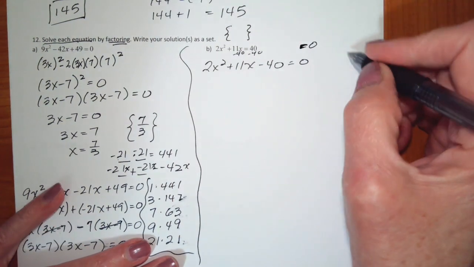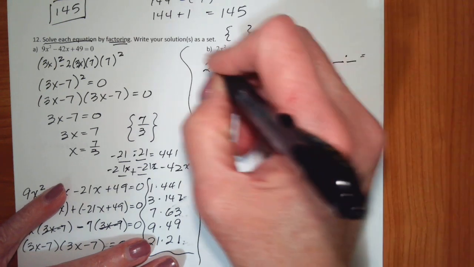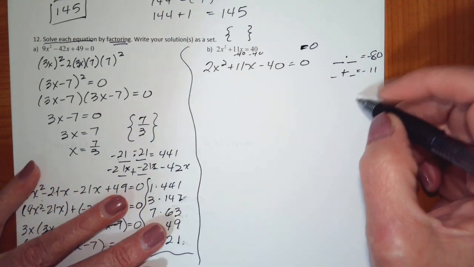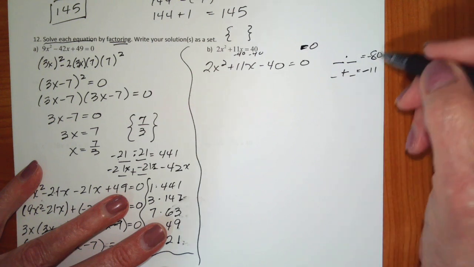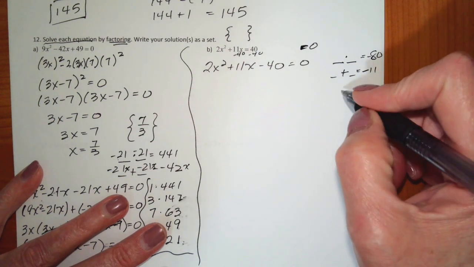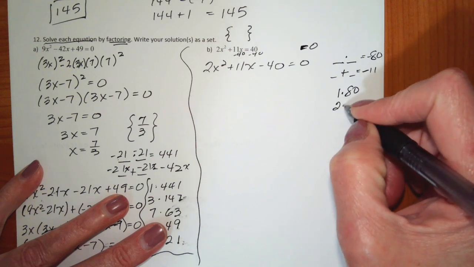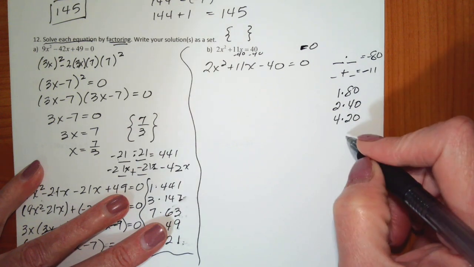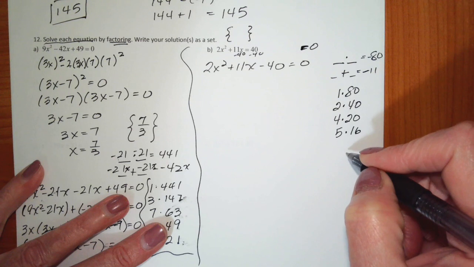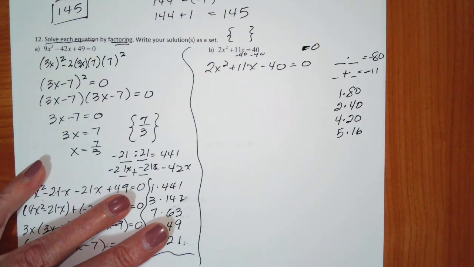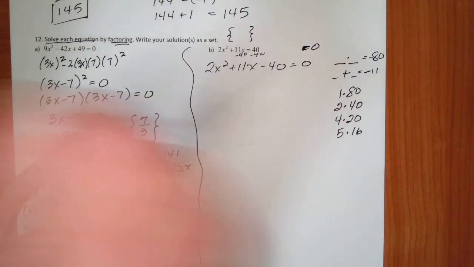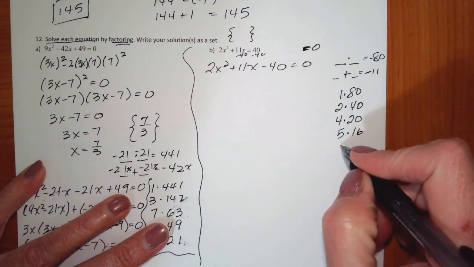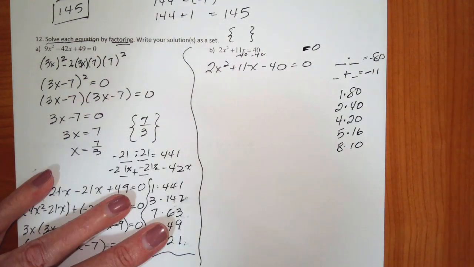There's no greatest common factor, so I'm looking for two numbers whose product is negative 80 and whose sum is negative 11. So the factor pairs of 80, and one has to be negative. And since the sum is negative, the larger has to be negative. So I have 1 times 80, I have 2 times 40. I have 4 times 20. I have 5 times 16. I think it's 6 times 15. Nope. So it's going to be 8 times 10. And I think that's it.